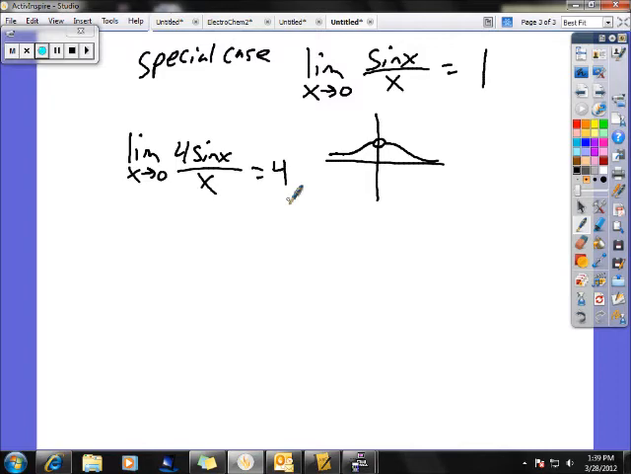All right. It also happens to work out, and I'm not going to get into exactly why, but if you have sine 4x over x, it works out the same way. Okay, it works out the same way. That's still 4. But let's look at some more interesting ones here.